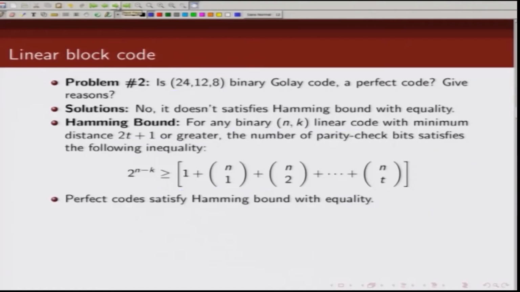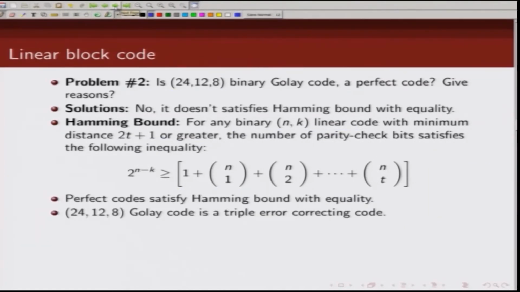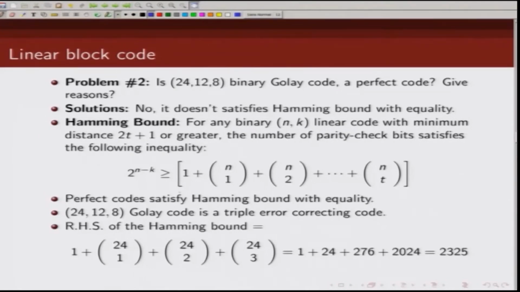Okay. So, let us compute the right hand side. This will be 1 plus 24 choose 1, plus 24 choose 2, plus 24 choose 3, because t is 3. So, this is 1 plus 24 plus 276 plus 2024. So, this will be 2325. The term that we are getting on the right hand side is 2325.